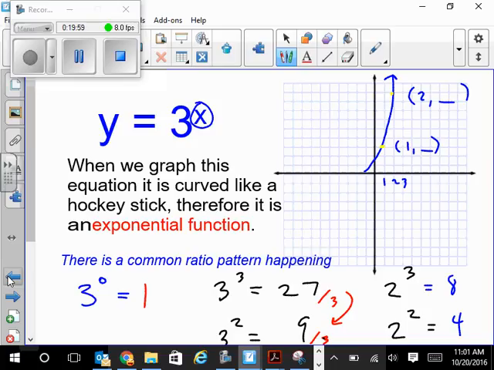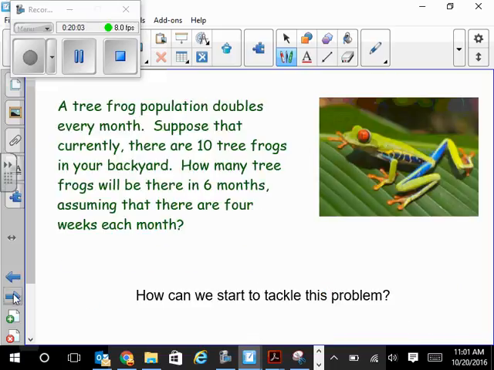All right, next part. Suppose that currently there are 10 tree frogs. Zigzag under currently, that's important. How much you have now is going to be the important thing. As a matter of fact, that's going to be called the initial amount. What is that called when I say currently? Initial amount, good job.